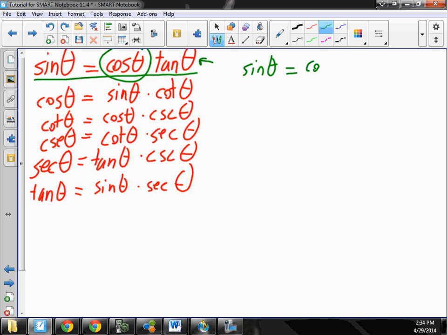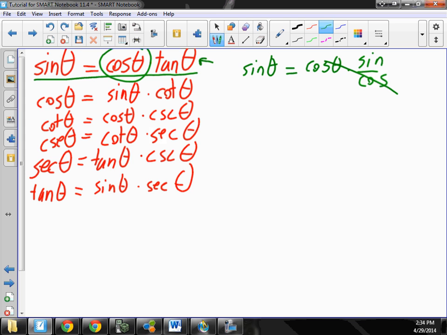So cosine of theta times sine over cosine, and cosines cancel, and I've just proven that sine equals sine, and I'm done. So your goal is to make the two sides equal each other.